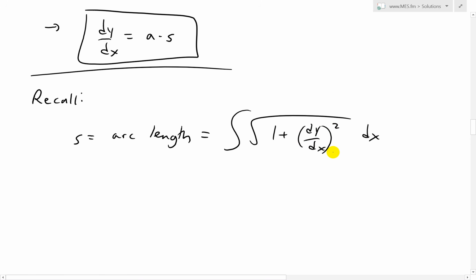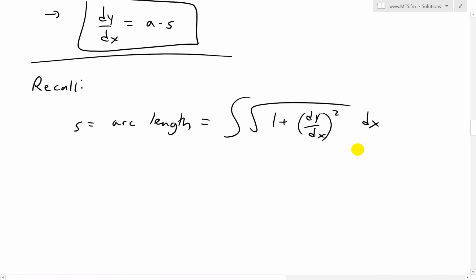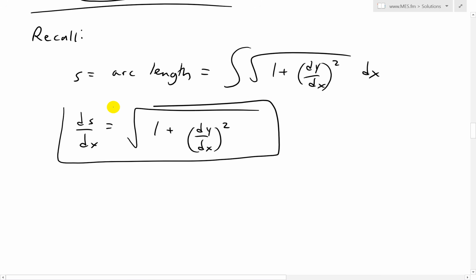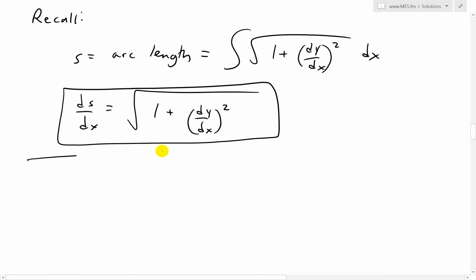But I don't want to work with the integral, the reason being it just makes it more complicated. We notice that there's a dy over dx and there's dy over dx, so we'll just take the derivative of this. So ds over dx, the derivative is going to be the integrand inside, which is the square root of 1 plus dy over dx squared, like that. The reason this is going to be useful is we can take the derivative of that again, so we'll have a second derivative.